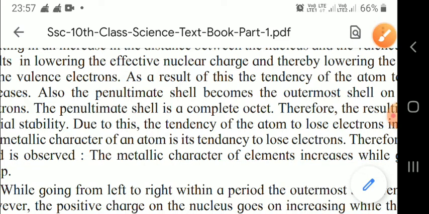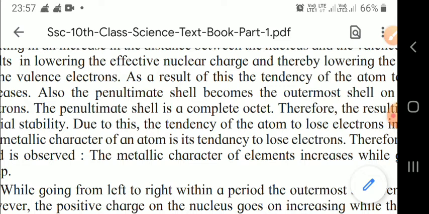Now, while we are going from left to right within a period, the outermost shell remains the same. So the positive charge on the nucleus goes on increasing, whereas the atomic radius goes on decreasing, and therefore the effective nuclear charge goes on increasing. As a result, the tendency of an atom to lose the valence electron decreases within a period if we go from left to right.